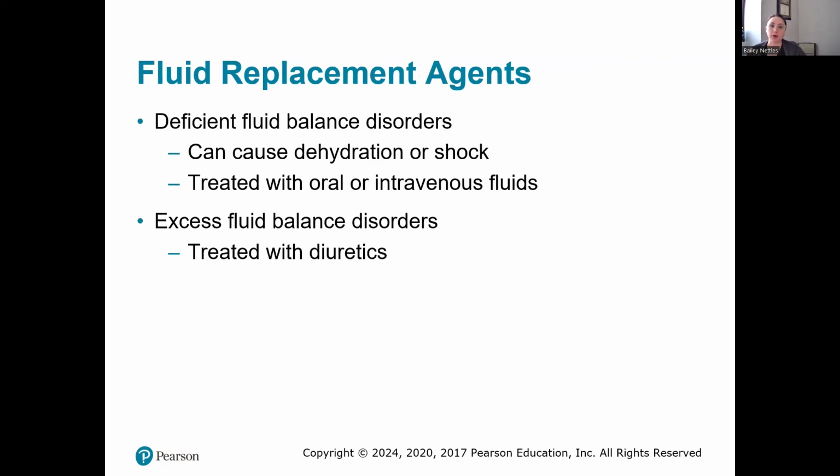So someone who has deficient fluid balance, someone in fluid volume deficit, what causes it? Usually dehydration or shock or hemorrhage or things like that, okay? How do you treat it? If they're awake, you can give them oral fluids, but if they're not, or if they're very severely dehydrated, we use IV fluids. If someone has excess fluid, how do we get the fluid out? We get it out through diuretics, okay?